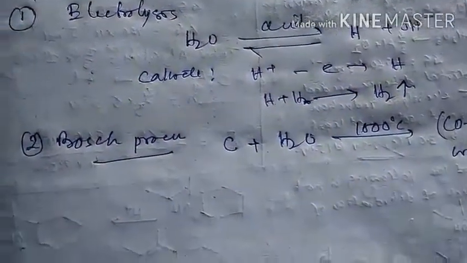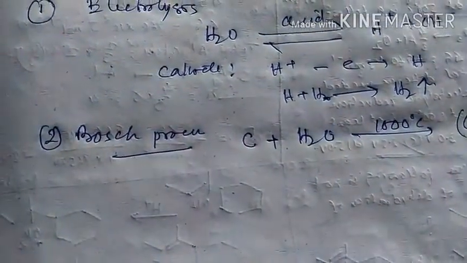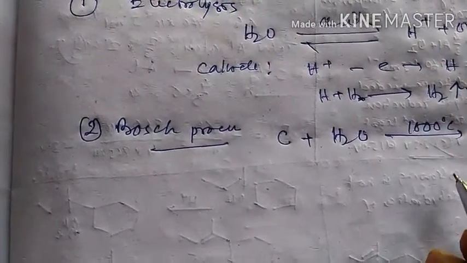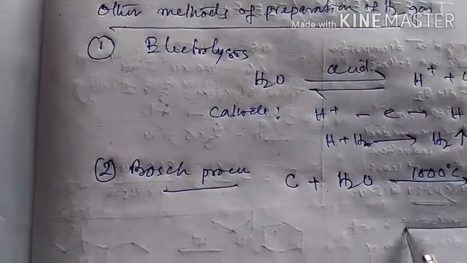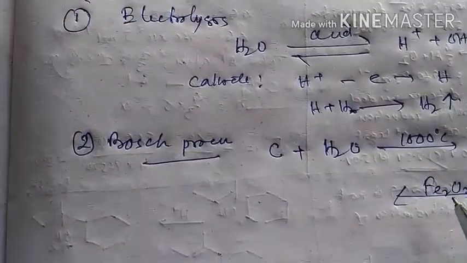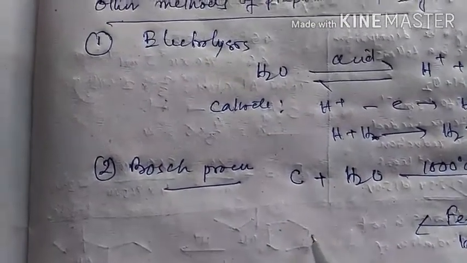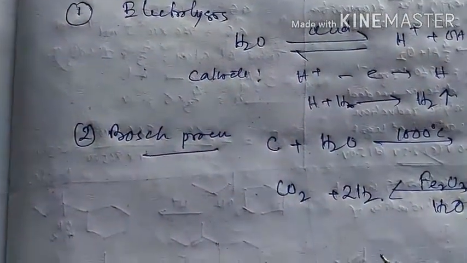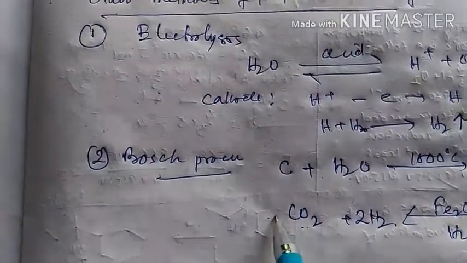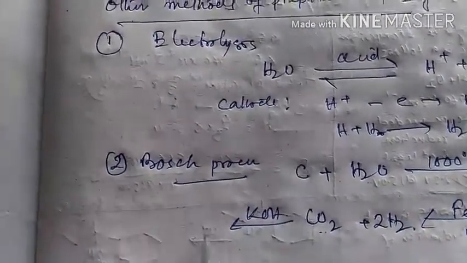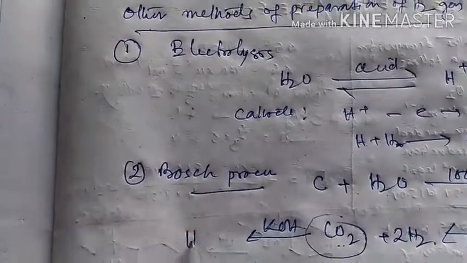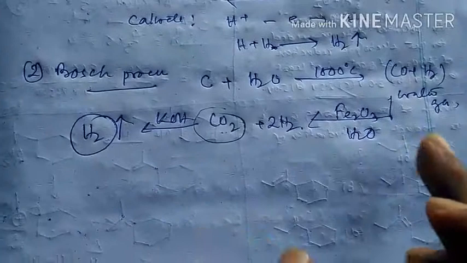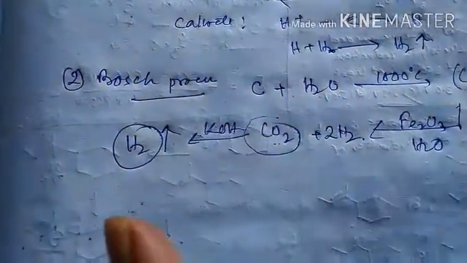Now this water gas, when mixed with excess steam, is passed over ferric oxide, which acts as a catalyst, and water, then it converts CO to carbon dioxide and hydrogen. This mixture is passed through KOH solution, and carbon dioxide will be absorbed and then we'll get our hydrogen gas. This is a short process I am discussing with you. This is called the Bosch process.